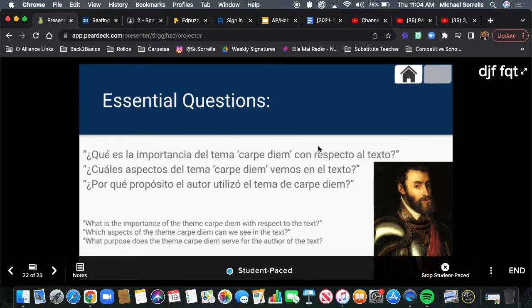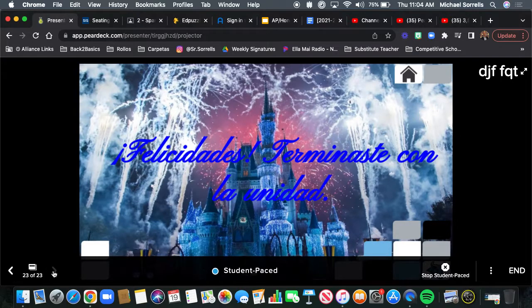So these are three different essential questions, but you only have to choose one that you want to answer for your CER. Those questions are written below in English as well. What is the importance of the theme Carpe Diem with respect to the text? Which aspects of the theme Carpe Diem do we see in the text? And what purpose does the theme Carpe Diem serve for the author of the text? So you can choose which one of these you're going to use to write up your CR paragraph.